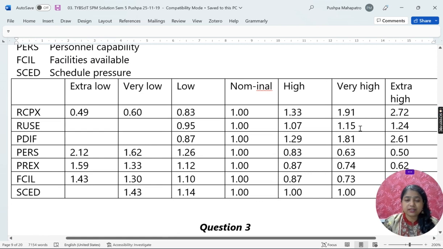So this completes the discussion of question 2 in this particular question paper. So I hope it was useful. Thank you.